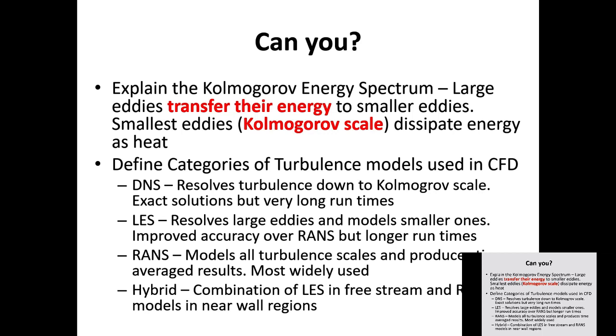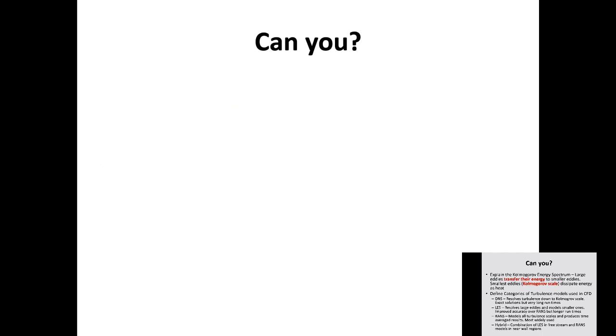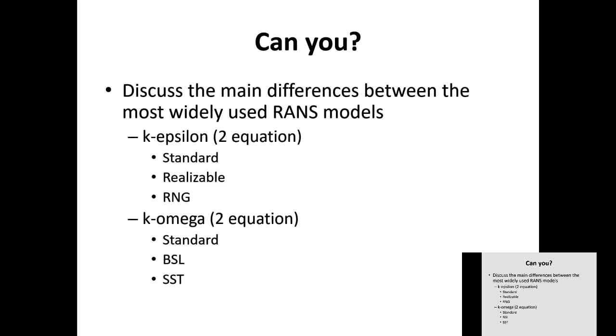So we talked about DNS, LES, RANS, etc. just now. So I'm not going to go through these questions. You go through them later on. Basically, you need to know the differences between your K epsilon equations and the K omega equations, etc. Read a little bit about this as well.